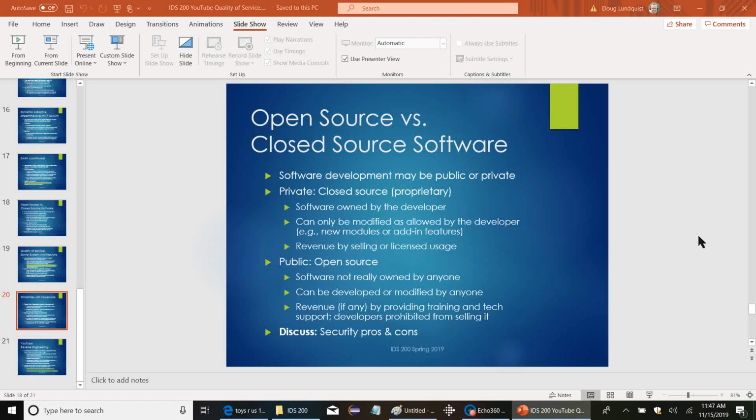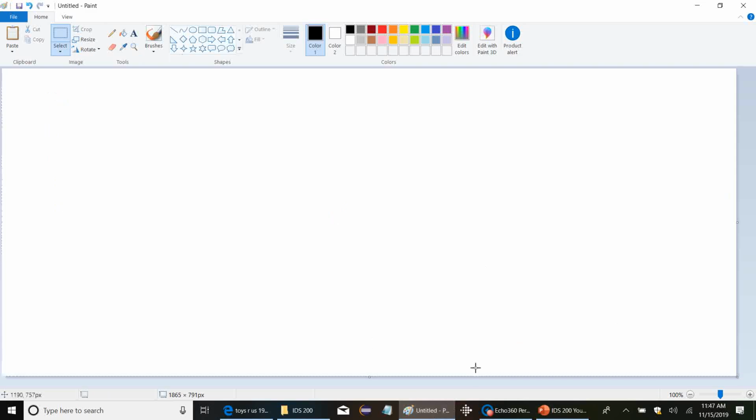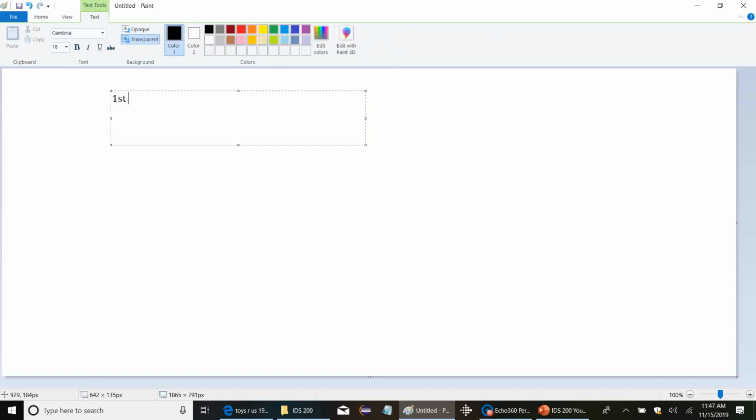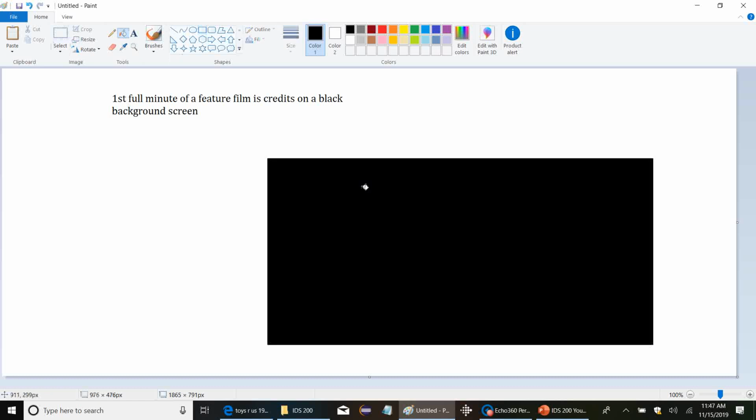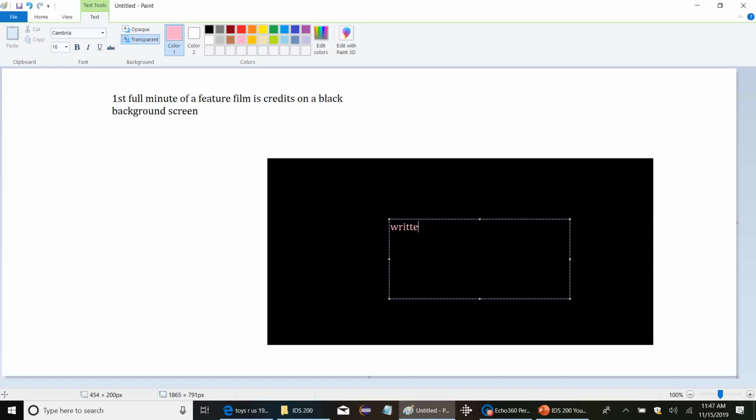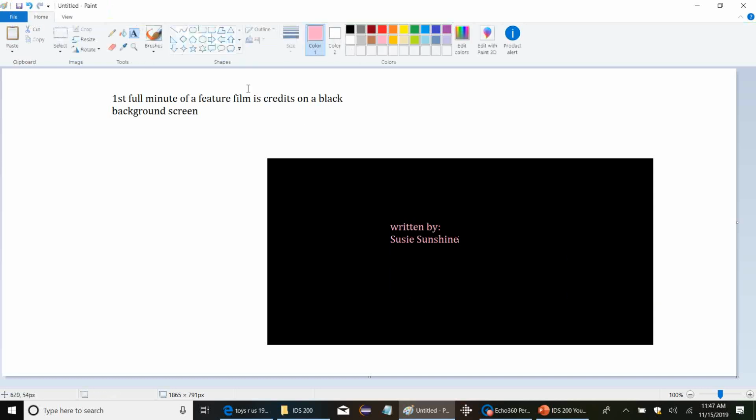The reason is this. Suppose the first full minute of a feature film is credits on a black background screen. What's it going to look like? We'll fill that in with a black background, and maybe the letters will be in pink. Written by, I don't know, Susie Sunshine, whatever. And that's the only part of it that's going to change.